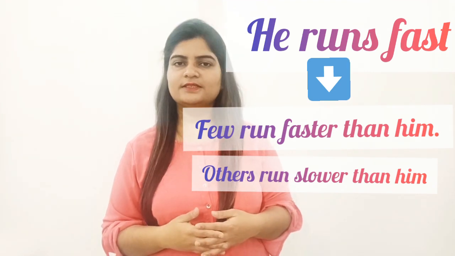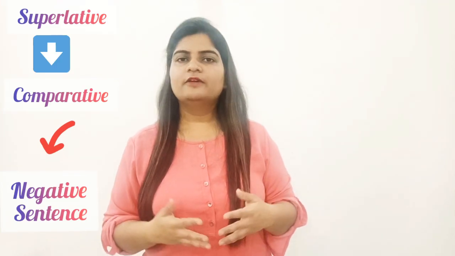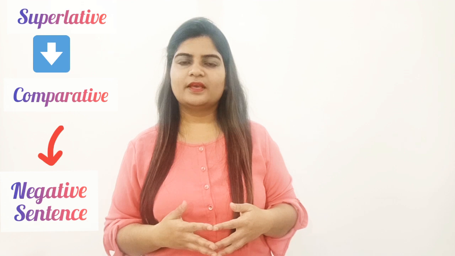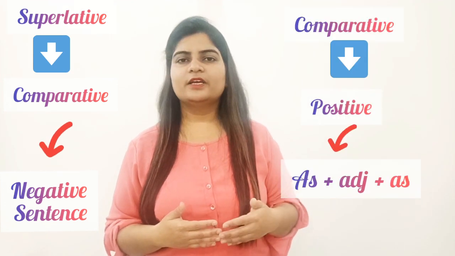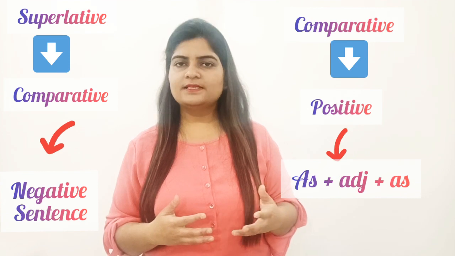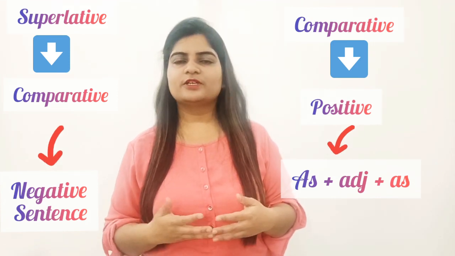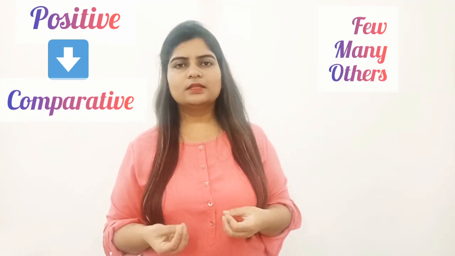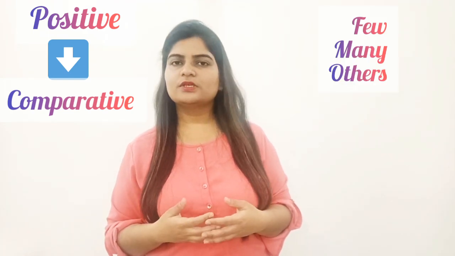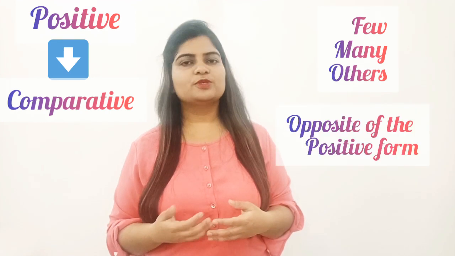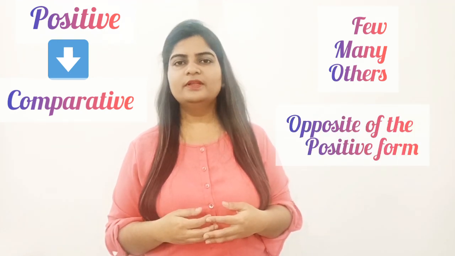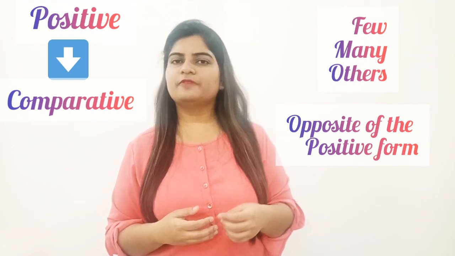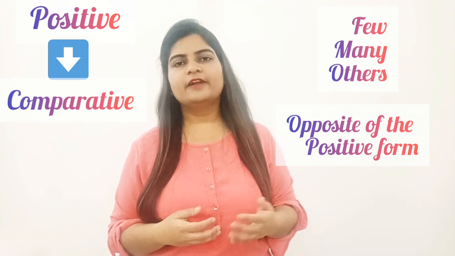So what have we learnt? We have learned that when you have to change a superlative to a comparative degree, we will take a negative sentence. Okay. And when we are changing comparative degree to positive degree, we will use as adjective as. So this structure will be followed. When changing from positive to comparative, we use words like few, many, others. These kinds of words are used. Or what can we use? We can use the opposite of the positive form. For example, in the example he runs fast, the positive form was fast and we used slow.